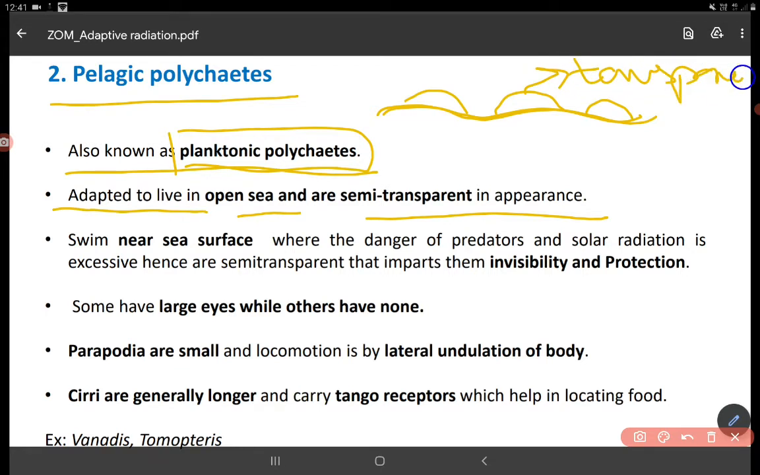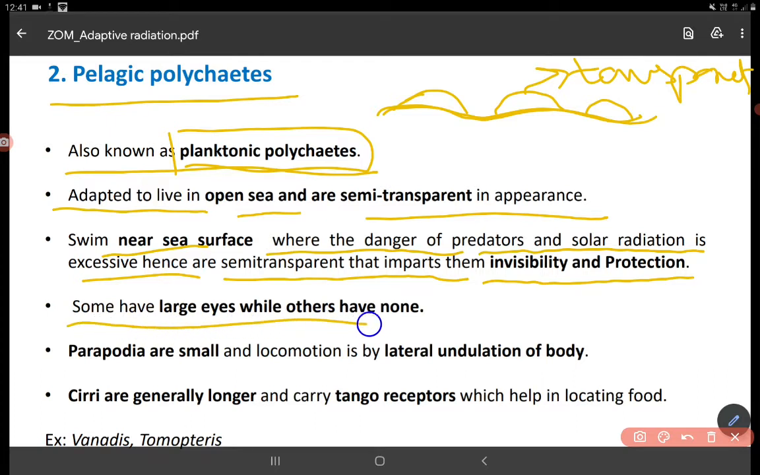Transparent. Why? Because they swim near the sea surface where the danger of predators and solar radiation is excessive, hence a semi-transparent body imparts invisibility and protection. Because they live at the surface of the water, there is a high risk from predators and also excessive solar radiation from the sun. So they are semi-transparent or transparent, so the predator can't see them and the solar radiation can't affect them.